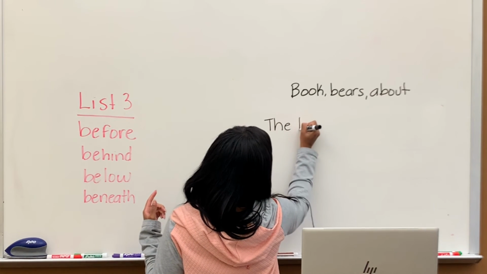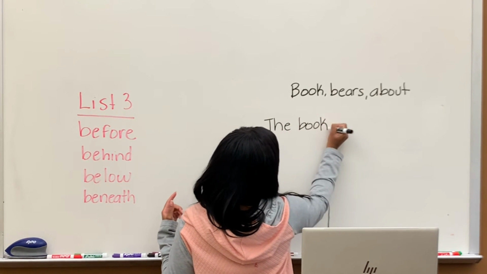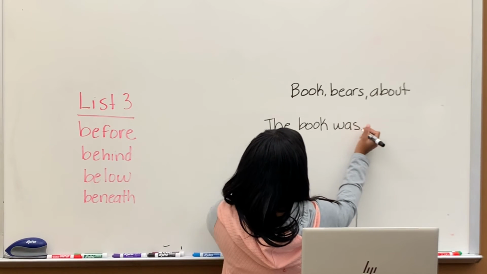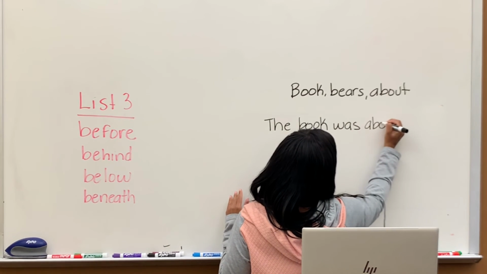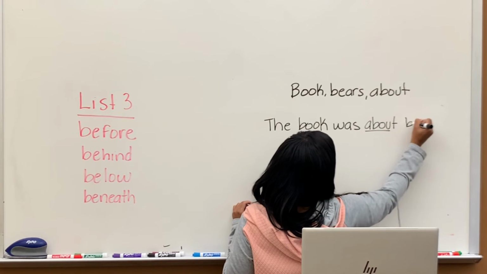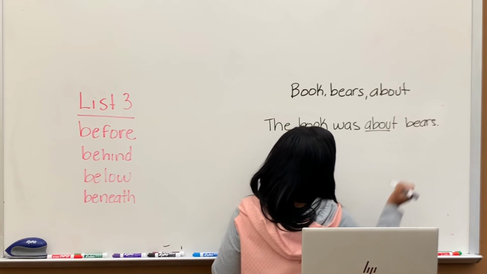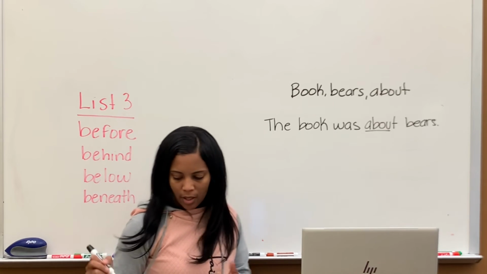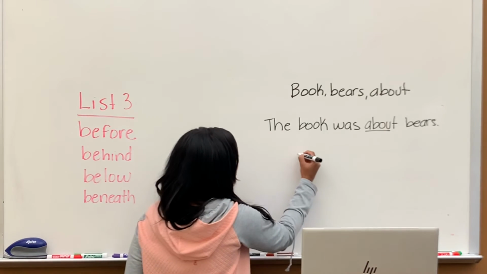The book was about bears. So look, we're showing the relationship of the book. What about the book? It was about who? Bears. That preposition helps us to show that relationship of book and bears. Okay? Let's do this one.